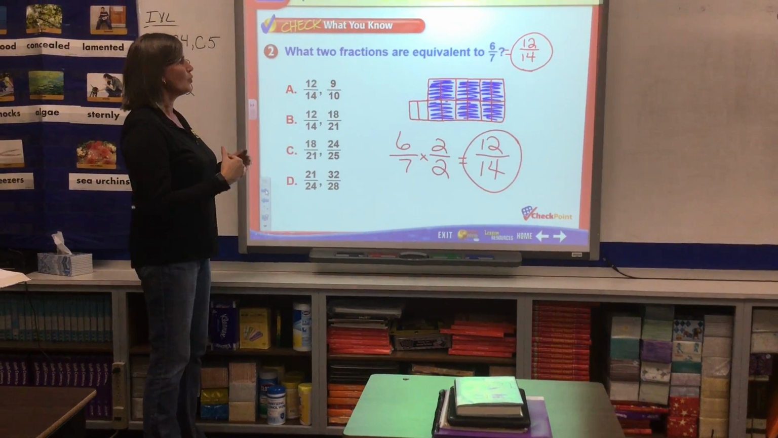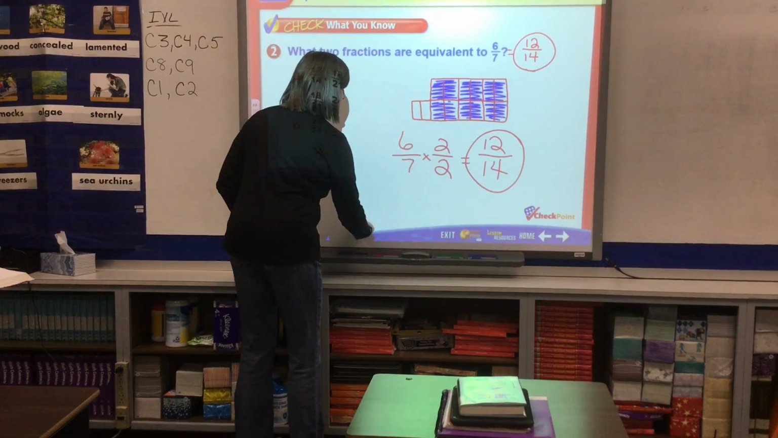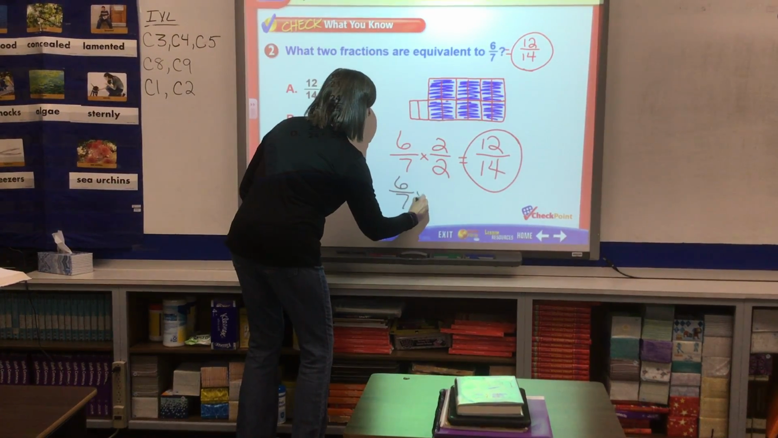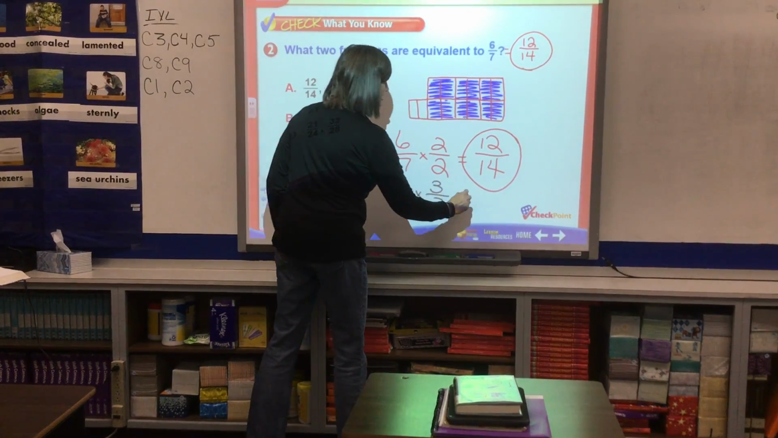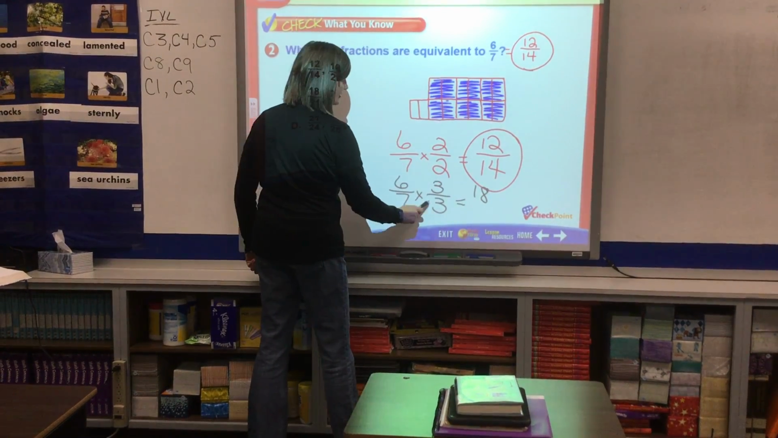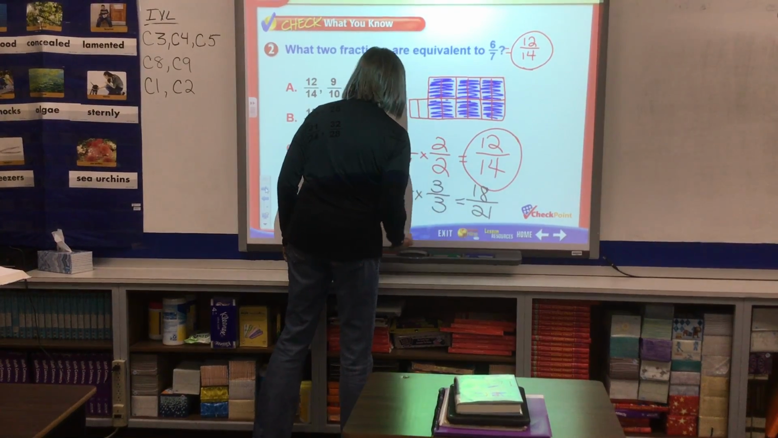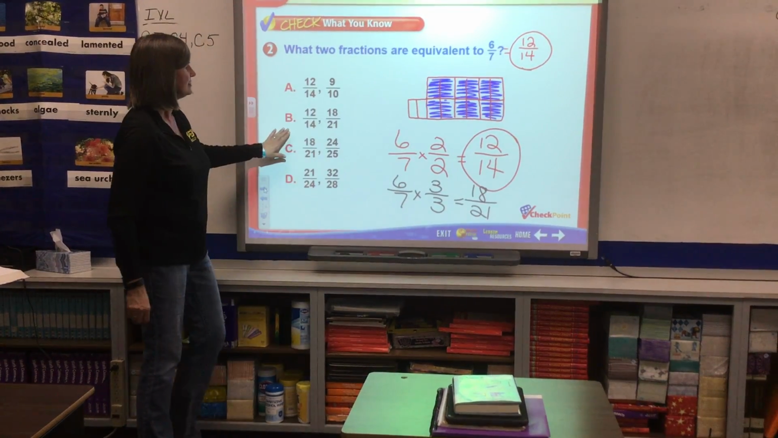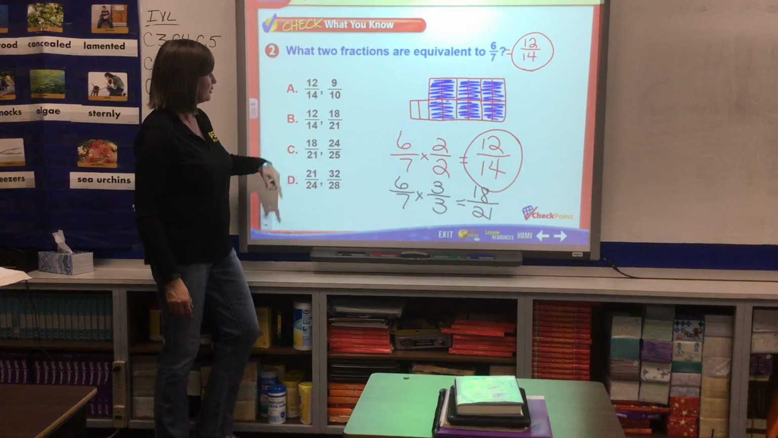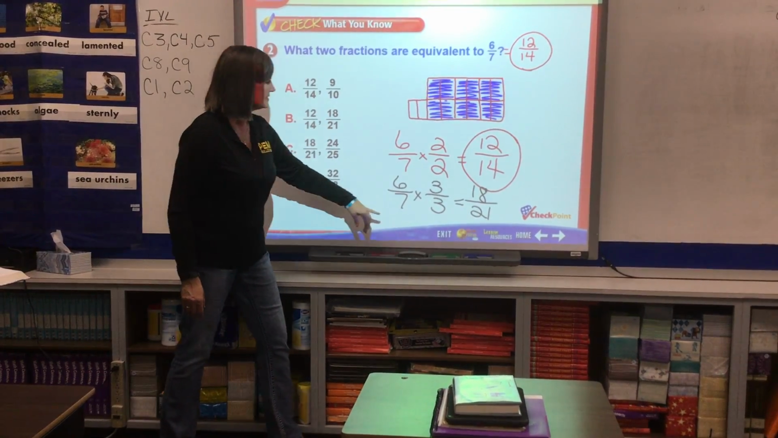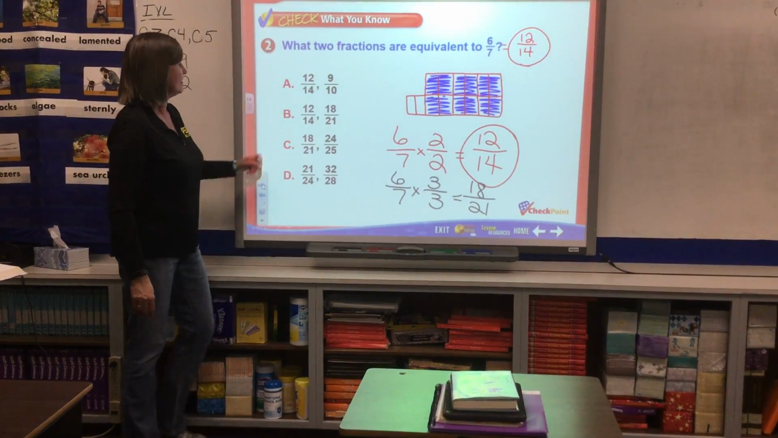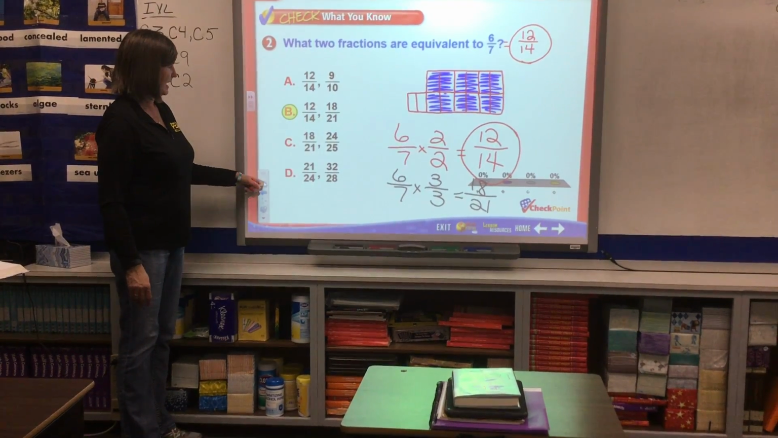All right, so that is one example. Now I'm going to take 6/7 and I'm going to multiply it by 3/3 and see what I get. I get 6 times 3, that's 18. I get 7 times 3, that is 21. Now I'm going to look at their answer choices, and I notice in letter B, their first equivalent fraction is 12/14, that's what we got. And then the second one is 18/21, and that is the other choice that we got.